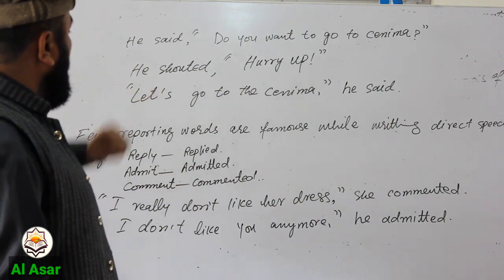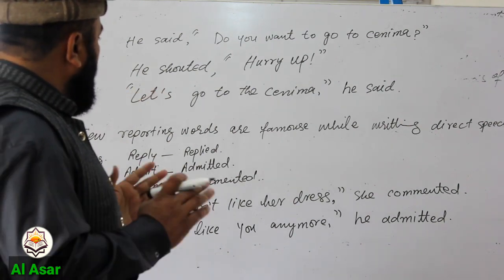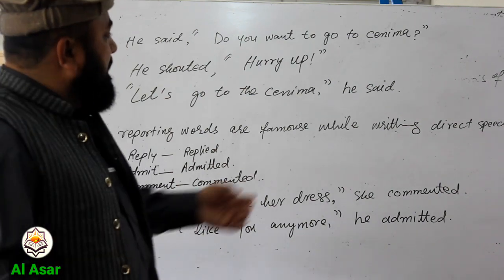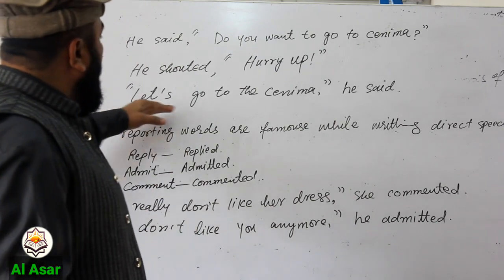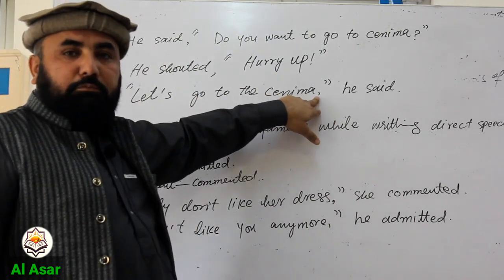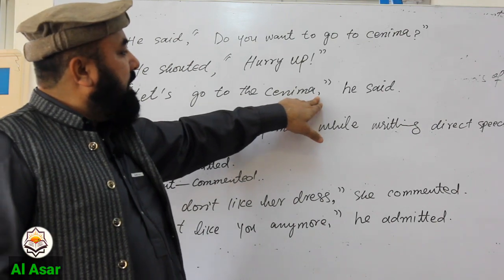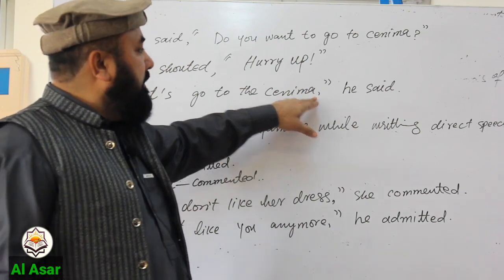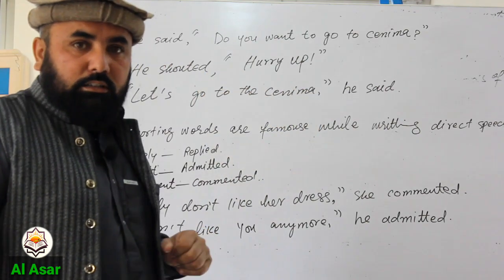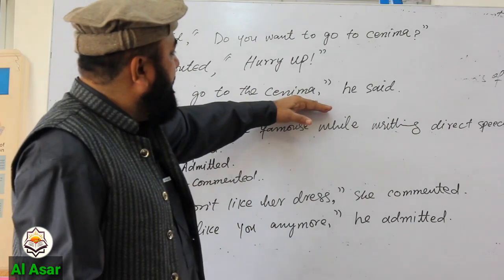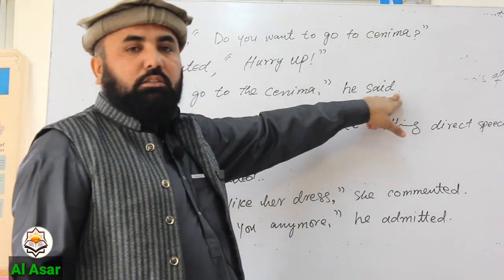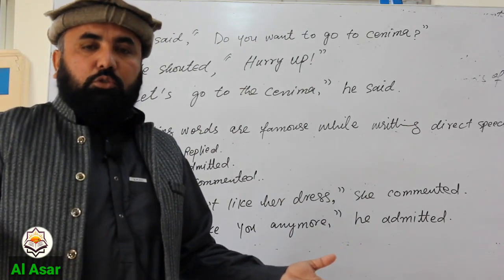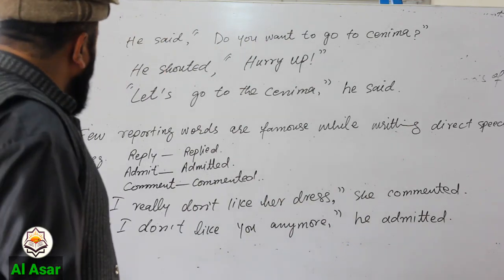Look at this one where we have written the reported part in the beginning of the sentence and then the reporting speech. Look, let's go to the cinema. We have put a comma here because you cannot put a full stop here. If you put a full stop here, it will be considered wrong. So put a comma here, and then he said, full stop. So this is how to write direct speeches.